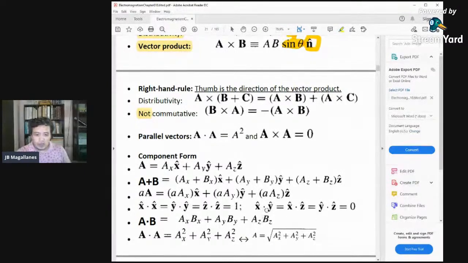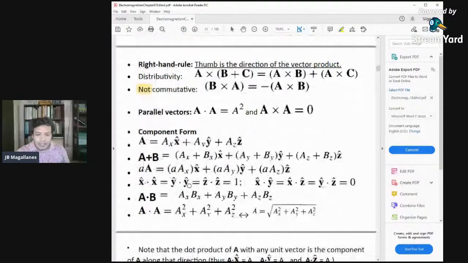This is also equal to y dot x. It's also equal to z dot x, and this is also equal to z dot y. They're 0. If you dot a vector a and a vector b, we showed in the previous lecture, you will get ax times bx plus ay times by plus az times bz. This is a scalar. There's no direction here.